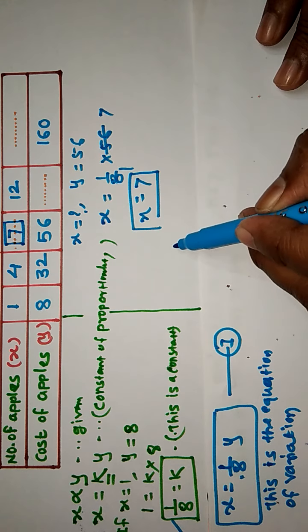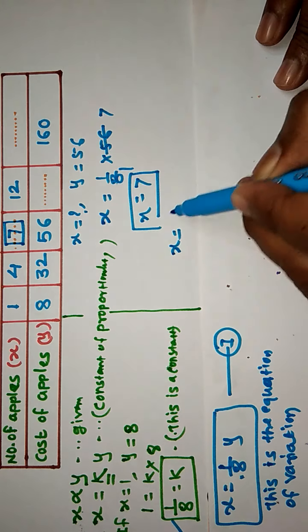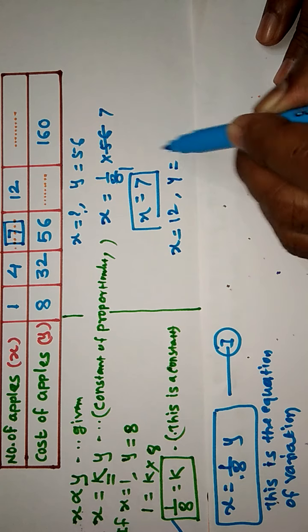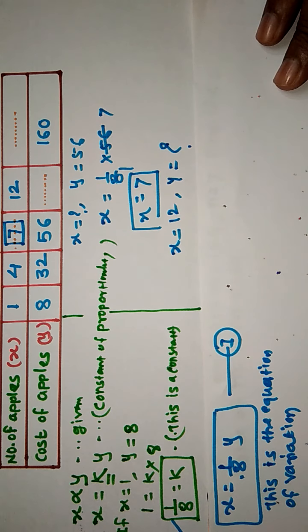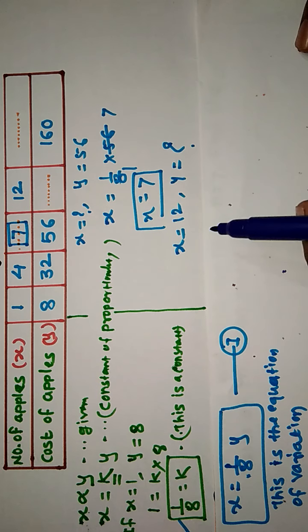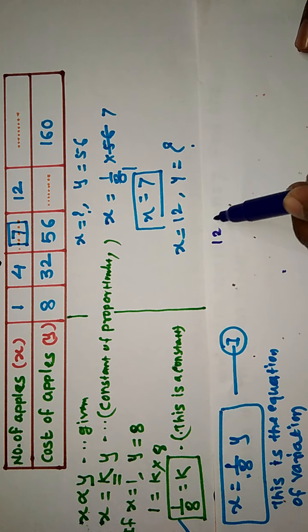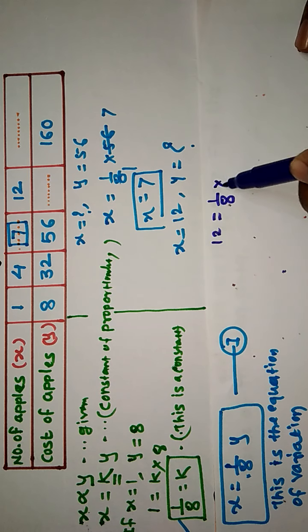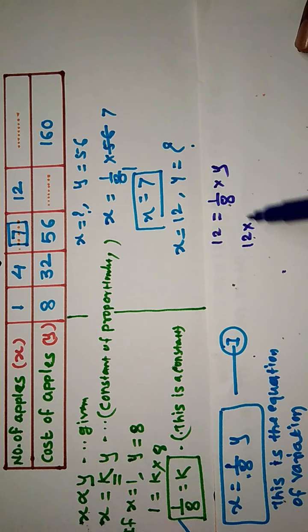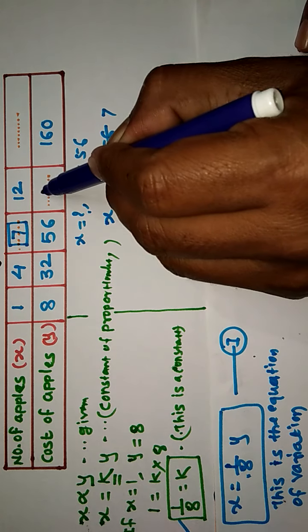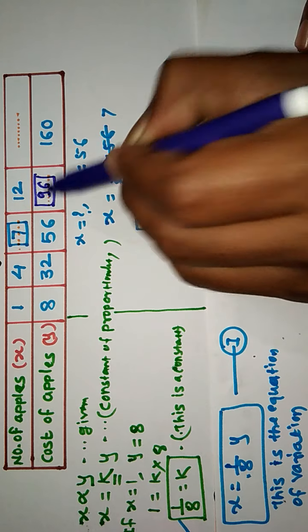Now see another example. X is equal to 12, and our aim is to find y. Substitute the value of x in this equation: 12 is equal to 1 by 8 into y. Now multiply 8 on this side: 12 into 8 is equal to y. Y is equal to 12 into 8, which gives 96. Now substitute the value 96 here.